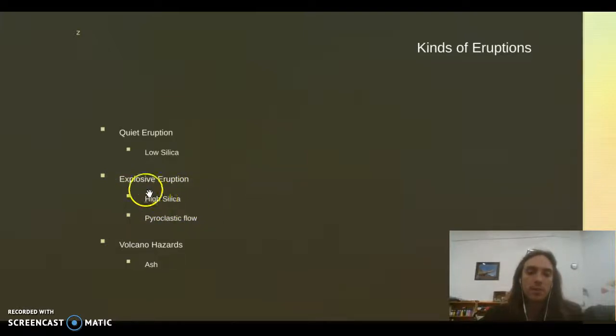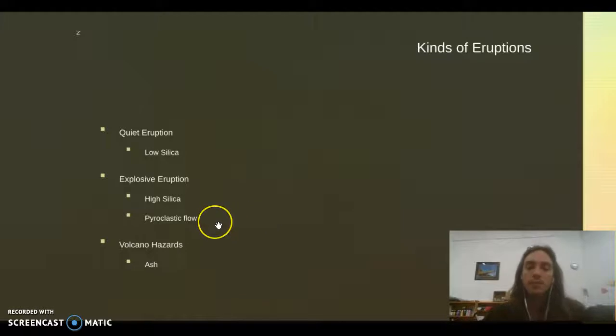And what happens with this explosive eruption is we get this pyroclastic flow, which is essentially just a really, really fast release of hot gas. So if you are a volcanologist standing on the side of an active volcano and you know it's high in silica content, there's a much higher chance of you being incinerated by pyroclastic flow than if you were on an active volcano with a low silica content. And they know these things due to the mineral content.